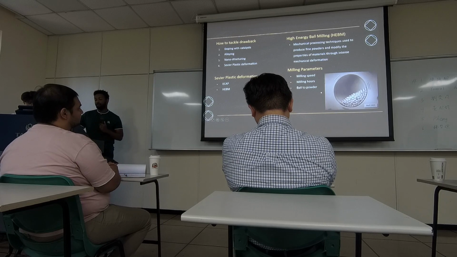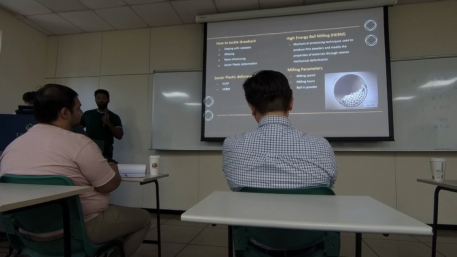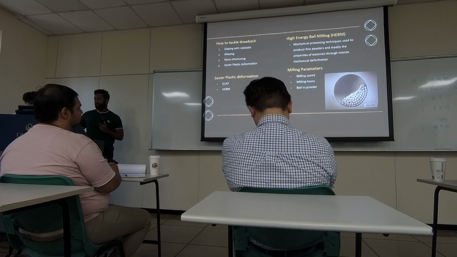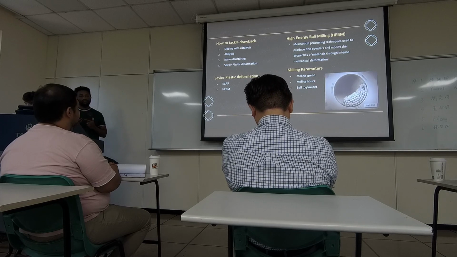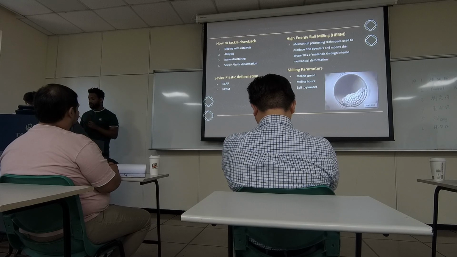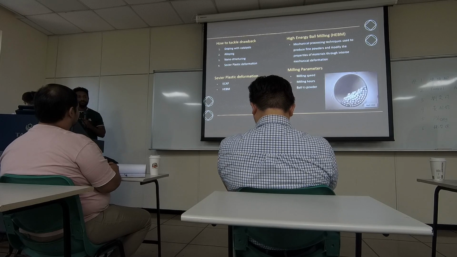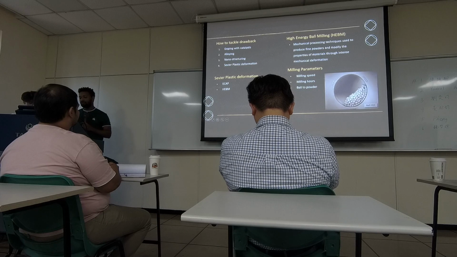And finally, the ball to powder ratio. Ball to powder ratio means how many grams of balls are needed for our sample. For example, if you are going to use a 10 ball to powder ratio, for 1 gram of sample we need to use 10 grams of balls. These are the parameters for ball milling.